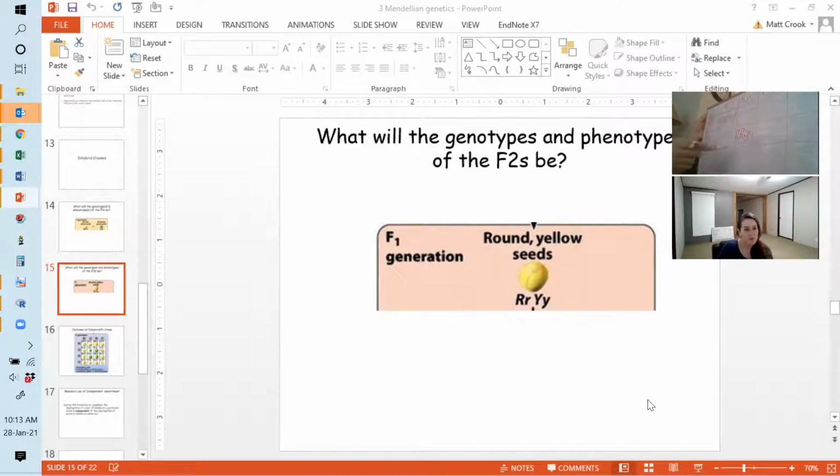So this one, for example, is going to be a combination of the parental phenotypes because it's going to have round green seeds, which is a combination that you do not see in the parents. And you can just go and fill this whole thing out.